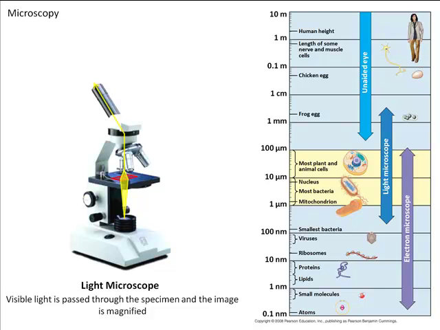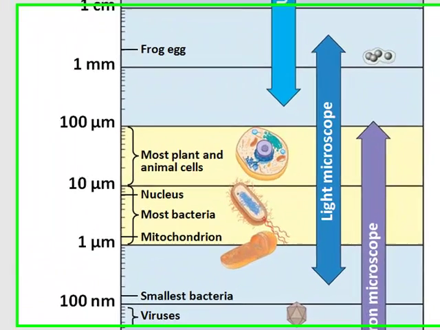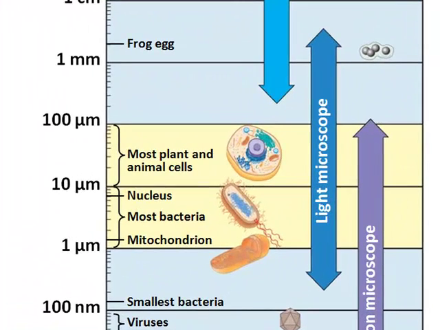Because of these limitations, a light microscope can provide a clear image of objects only as small as plant and animal cells and most bacterial cells.